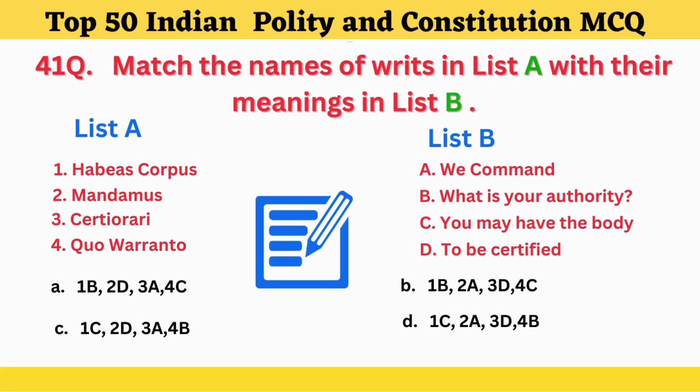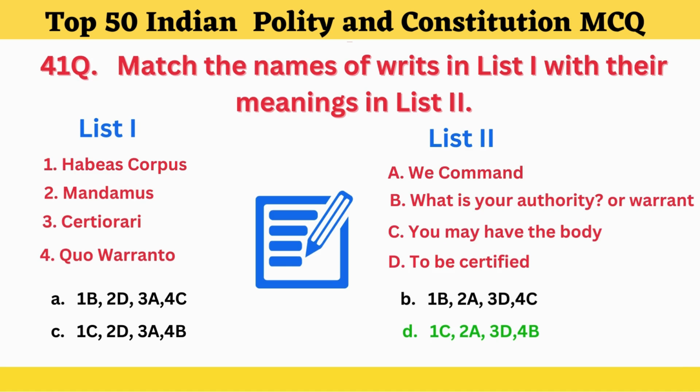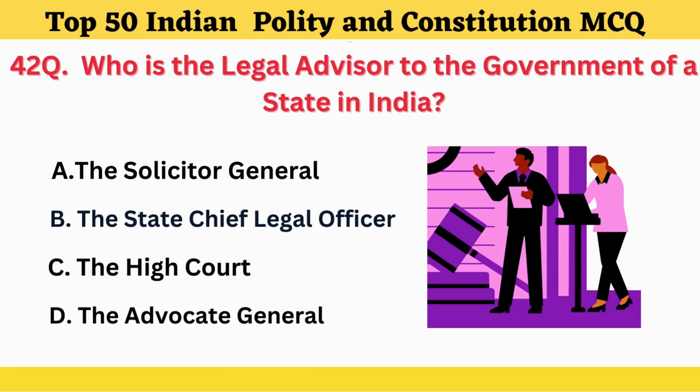Match the names of writs in list A with their meanings in list B. List A. First, habeas corpus. Second, mandamus. Third, certiorari. Fourth, quo warranto. List B. A. We command. B. What is your authority? C. You may have the body. D. To be certified. The correct answer is option D, 1C, 2A, 3D, 4B.